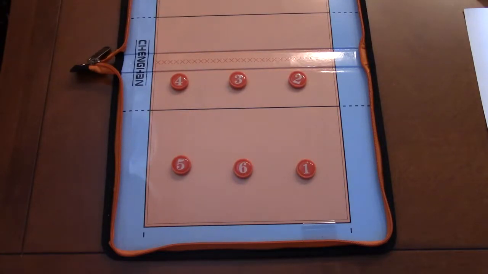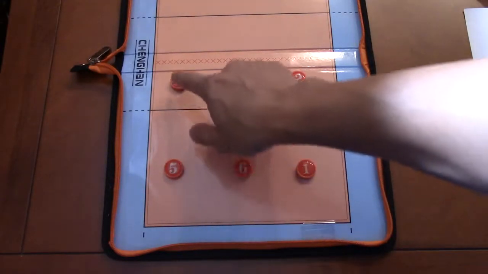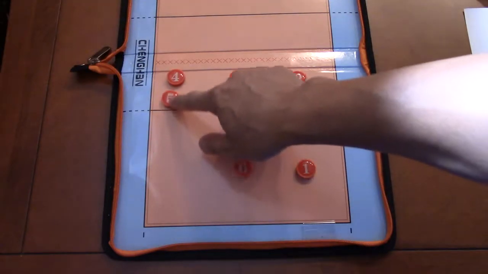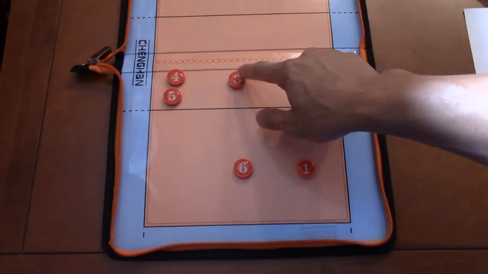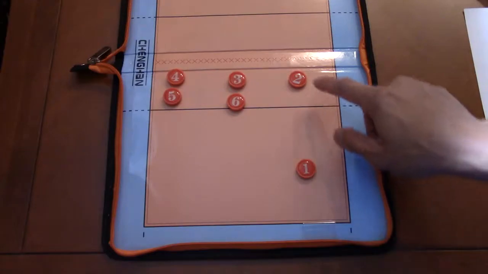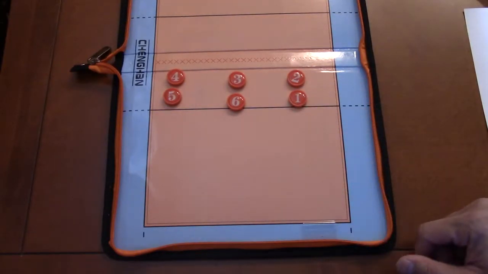The first rule is that the front row player must be closer to the center line than the corresponding back row player. What that means is that player 4 needs to be closer to the net than player 5, player 3 needs to be closer to the net than player 6, and player 2 needs to be closer to the net than player 1.